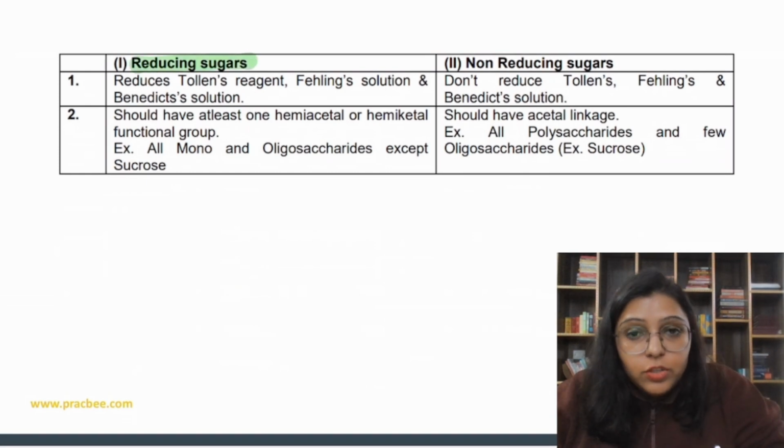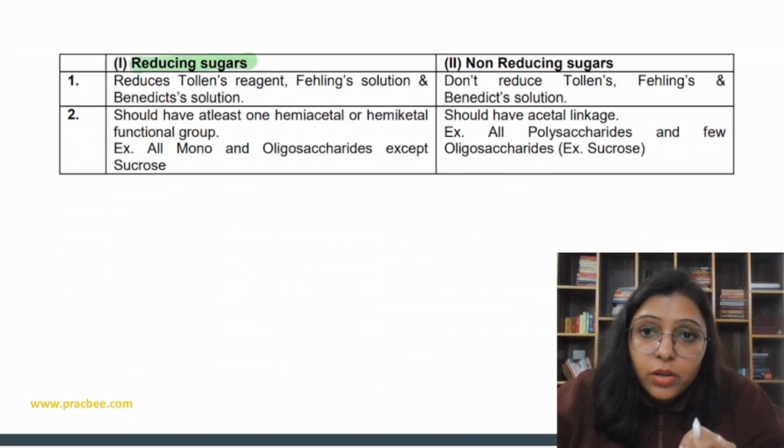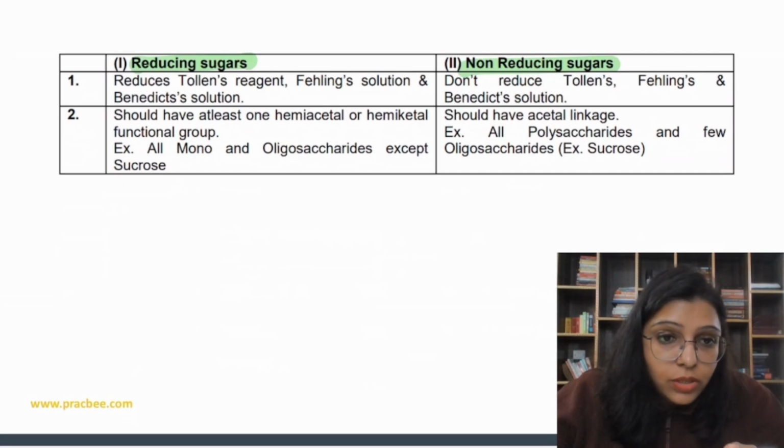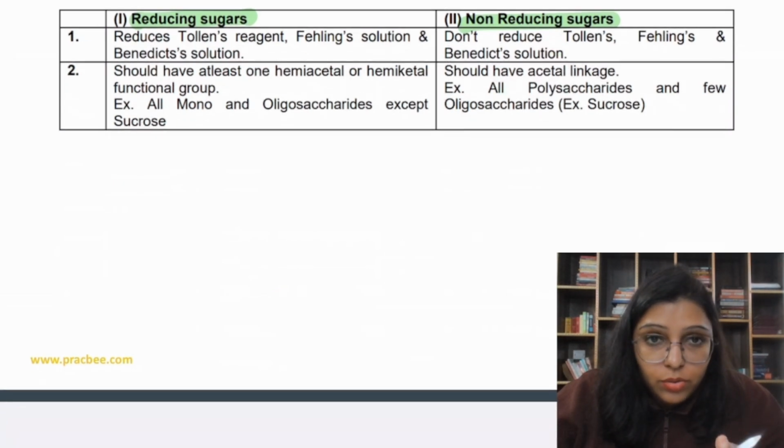So reducing sugars: all monosaccharides are going to be reducing, and all oligosaccharides except sucrose. Sucrose is the non-reducing sugar. Then we have non-reducing sugars: all polysaccharides are non-reducing, and we have one oligosaccharide which is non-reducing, that is sucrose.